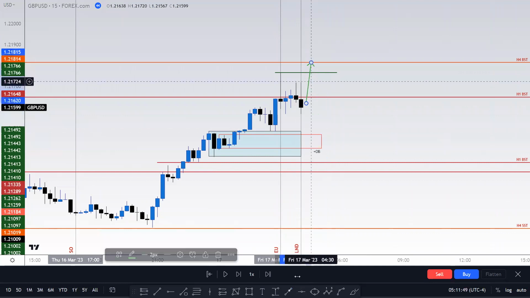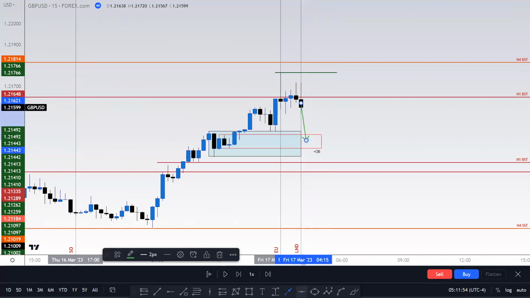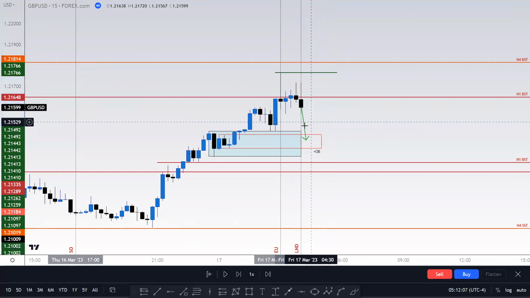The second opportunity was for price to trade into the bullish order block, respect the bullish order block, trade into the buy side target, and then we see a bearish continuation. So these are two scenarios that I considered.